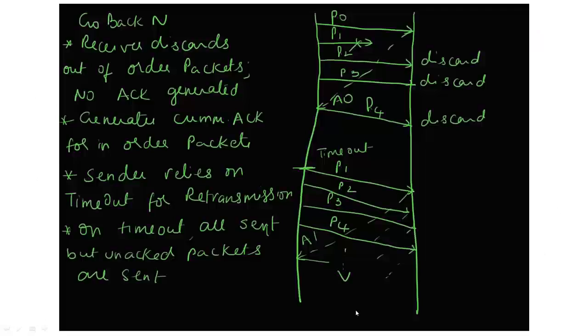So here is go back N in action. Again, the same case: P0, P1, P2, P3, and P1 got lost. Remember, it generated an acknowledgement for P0 because it was received in order, and this is the cumulative acknowledgement. It received P2, P3, but these are out of order, so it just discarded them.